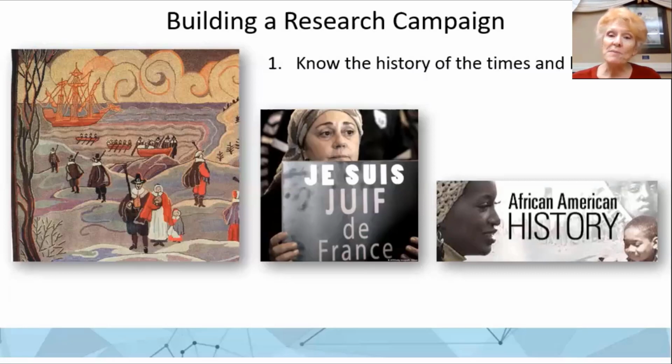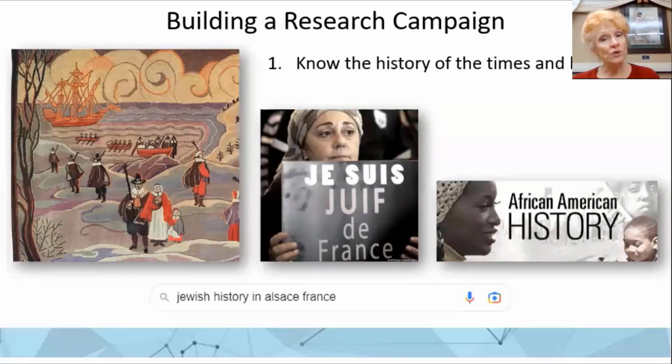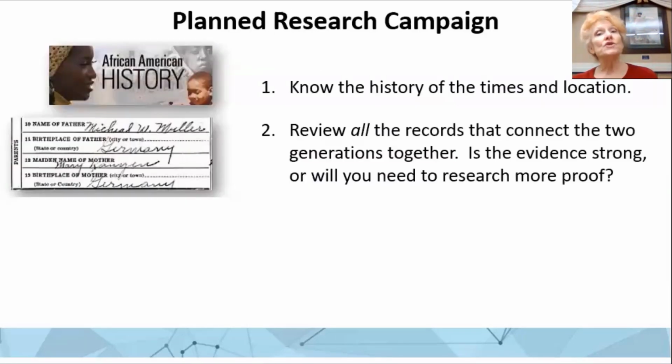Remember, the genealogical method supports tracing the history of an ethnic group. So you may have to start with researching world history before you can move on to the family's history. Then it's useful to review all the records that connect the two generations together. Is the evidence strong, or will you need to research more?